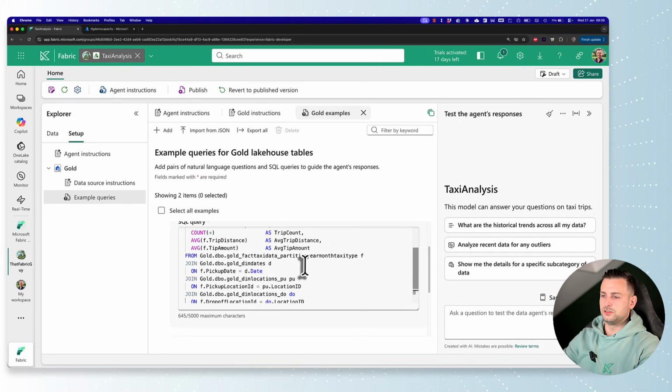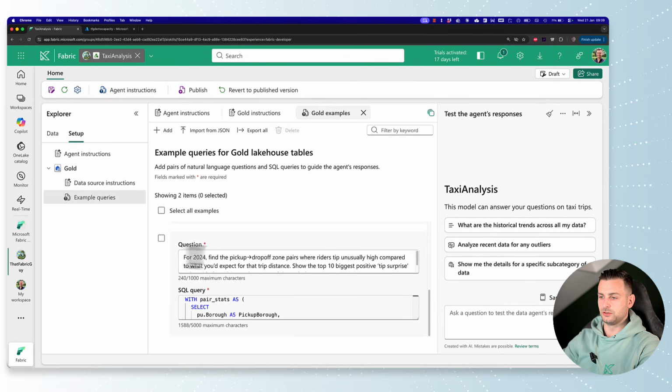So without this information, the model might not understand that pickup location ID is the same as the location ID in the pickup table. But by putting in this example query, it knows that these fields can be joined on. So the queries that I put in here can actually be analyzed for the model to create its own queries that are then valid. I've put in another example for 2024, pick the pickup and drop-off zone pairs where riders tip unusually high compared to what you'd expect for that given trip distance, and show the top 10 biggest positive tip surprise pairs with the average tip, expected tip, and trip count.